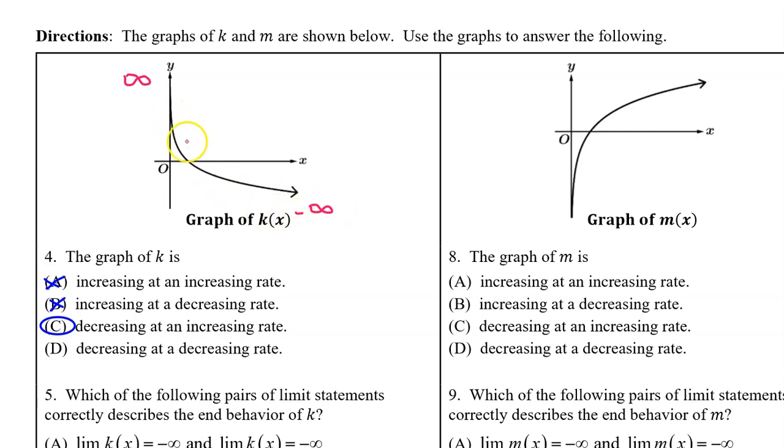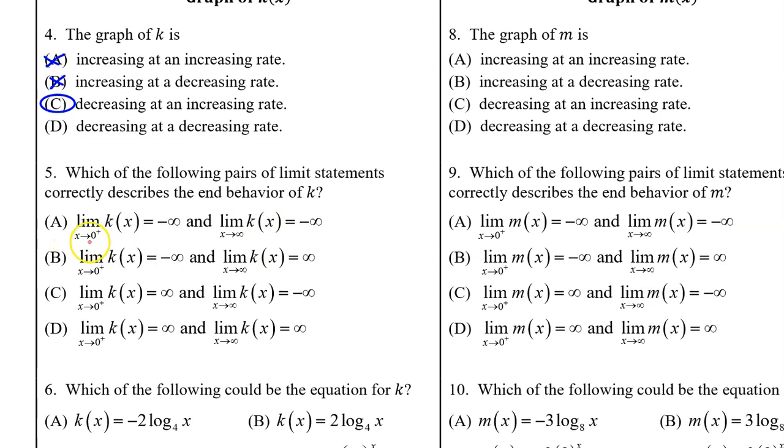So we just need to look for the option that says positive infinity for the left end behavior and then negative infinity for the right end behavior. They all correctly say the limit as x approaches 0 from the right, so that's something to watch out for. But we just need the one that says positive infinity on the left and negative infinity on the right. So the answer is C.